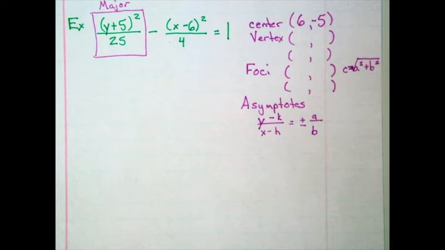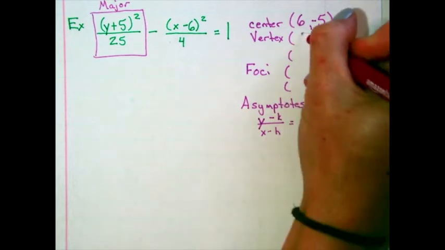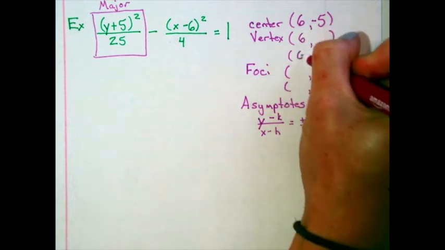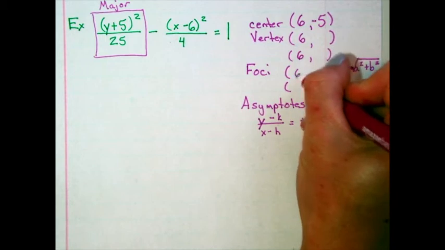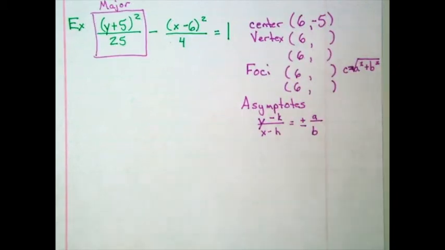Now remember, this is a vertical hyperbola. So all of the x coordinates are going to be the same. So both of the vertices are going to have 6 for the x coordinate. Both of the focus points are going to have 6 for the x coordinate. It's just the y value that's going to change. The only thing that moves is that these are going to go up and down. Nothing goes side to side.